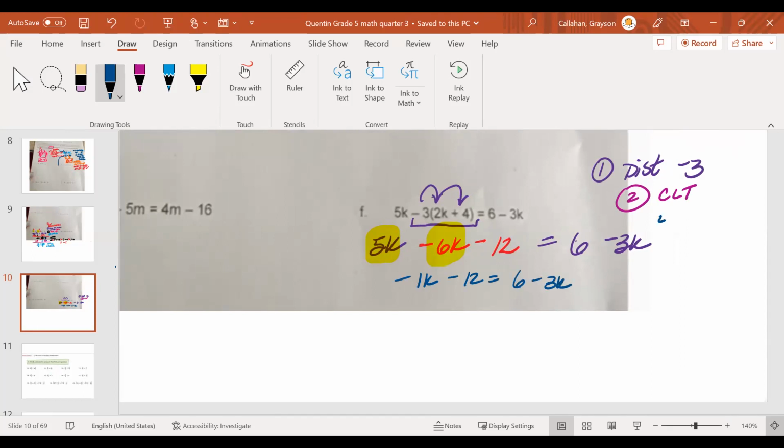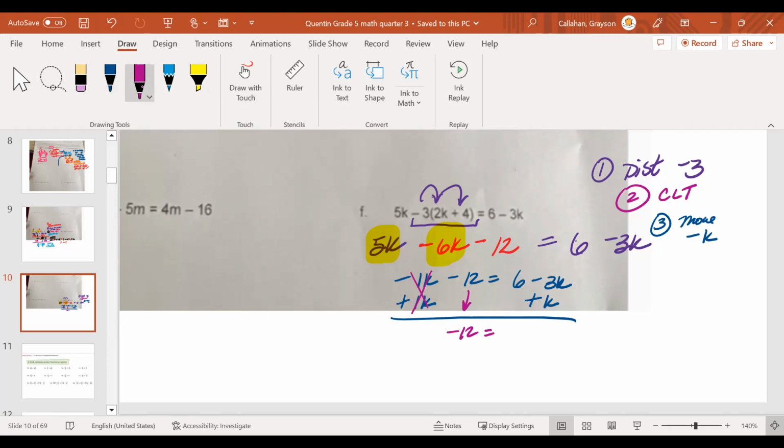Okay. Step number 3, what do you move? You always move the smaller letter. So which one has a smaller letter? Yes. Move negative K. Opposite of a negative K is a positive K. But do you see how I aligned the K's together though? Like I didn't put K over here by the 6. Yeah, it has to be K's with K's. So then this part cancels. Bring down the negative 12.